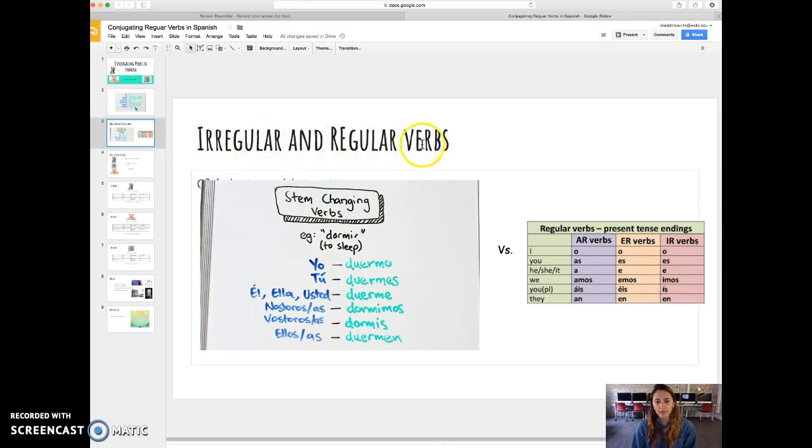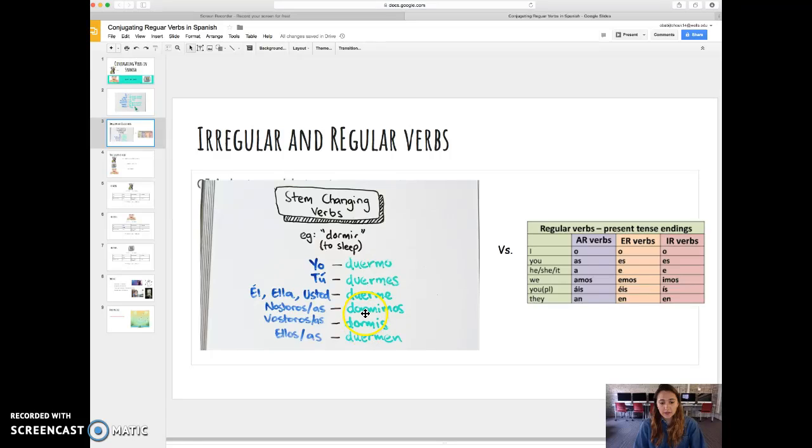Irregular and regular verbs. Here's an example of an irregular verb. Dormir, to sleep. Dormir is an irregular verb because it's a stem changing verb. It's a little bit more complex than regular verbs, so it can be tricky. Yo duermo, tú duermes, él, ella, usted duerme, nosotros, nosotras dormimos, vosotros, vosotras dormís, ellos, ellas duermen.